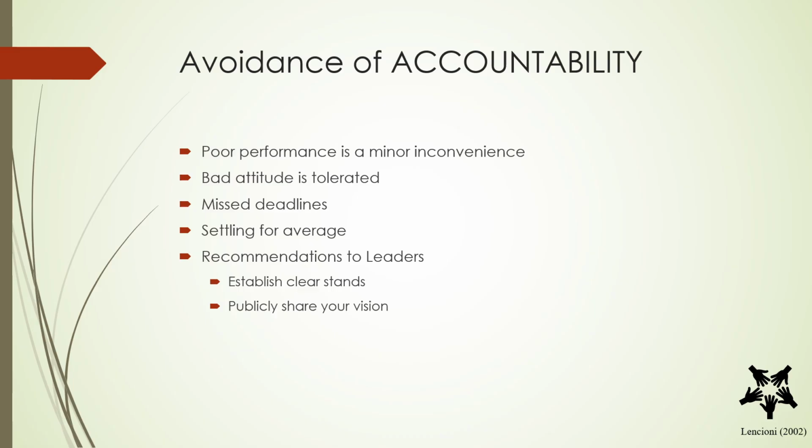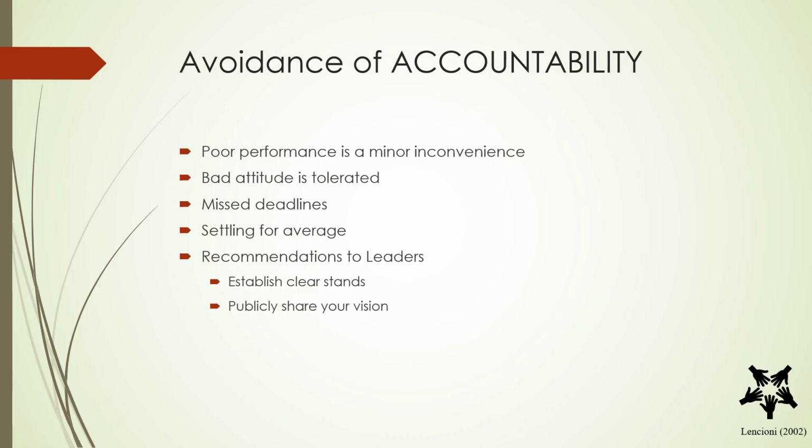Now, recommendations to leaders when it comes to one of the five dysfunctions of a team, avoidance of accountability, include establishing clear standards, and then also publicly sharing your vision, right? Transformational leadership style. Really publicly sharing your vision to have all other team members buy in to whatever you're planning to do.